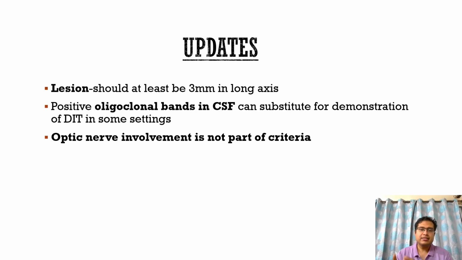So what are the updates compared to the previous McDonald's criteria? First, a lesion should be at least 3 mm in long axis. Second, a positive oligoclonal band on CSF can substitute for the dissemination in time criteria. Third, optic nerve involvement is not a part of the criteria anymore. So these are very important updates.